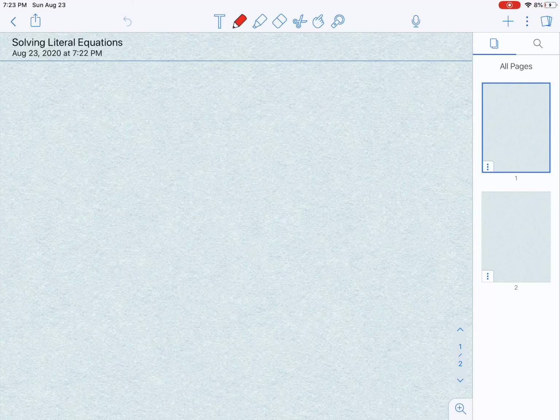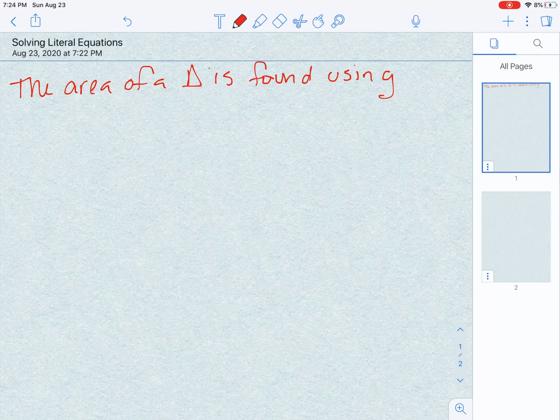But let me give you kind of a real-life example just to show you how this would actually be applied and used. So if I told you that the area of a triangle is found using the equation A equals 1/2 base times height. Let's say you were only given the area and the base. Okay, so to make life easier, what you could do is go ahead and solve the equation for h, and then plug and chug, and it would make life a little easier.